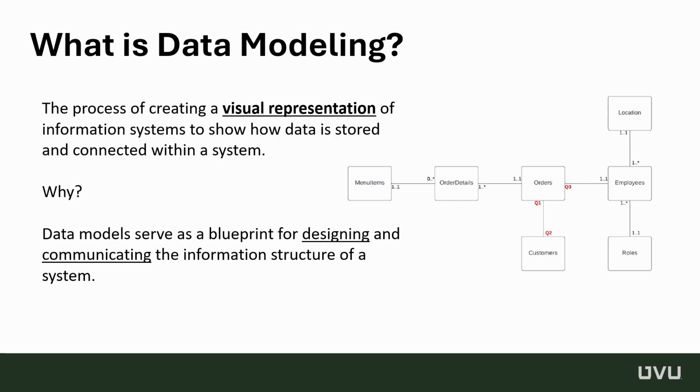Data models are pictures, a visual representation of how data is stored and related within an information system. They function as that blueprint to know how to design the information system. But data models also serve as a common language for communication among different stakeholders, all the way from developers to users. They help bridge the communication gap between technical and non-technical teams by providing a clear and concise way to discuss information structure.